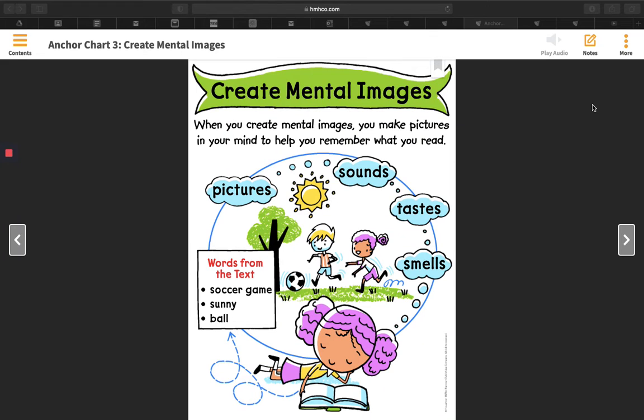The skill I want to work on today is creating mental images. When you create a mental image, you make pictures in your mind to help you remember what you read.